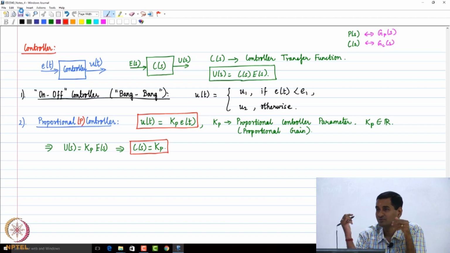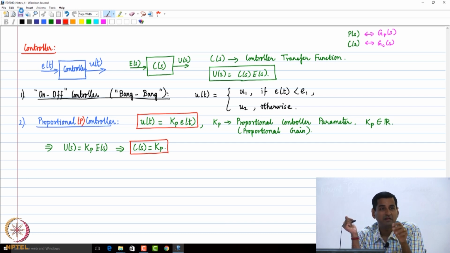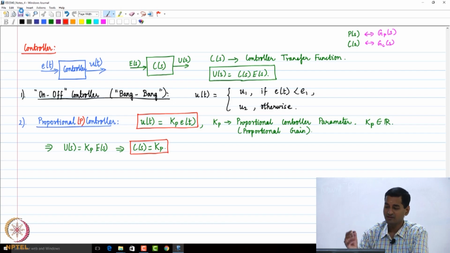I can never go to my desired set point. That means that my steady state error will not be 0 as time tends to infinity. So in certain scenarios, it may not be able to remove the steady state errors, but we will see what those scenarios are as we go along.